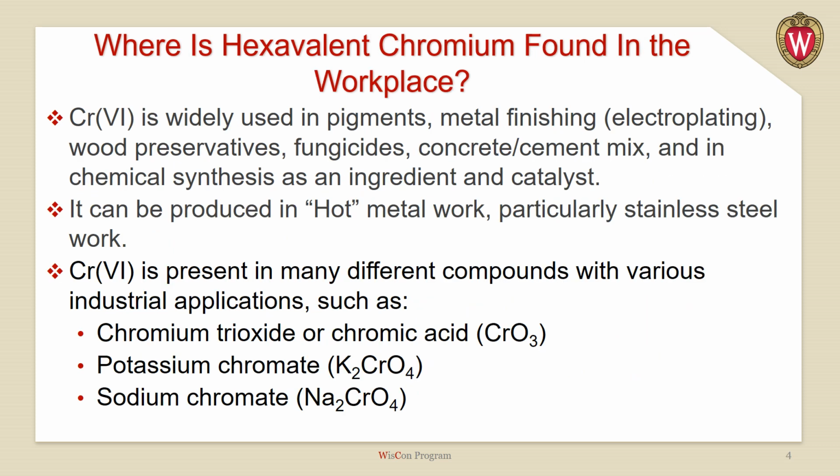Where is hexavalent chromium found in the workplace? Chromium-6 is widely used in pigments, metal finishing, electroplating, wood preservatives, fungicides, concrete, cement mix, and in chemical synthesis as an ingredient and catalyst. It can be produced in hot metal work, particularly stainless steel work. Chromium-6 is present in many different compounds with various industrial applications such as chromium trioxide or chromic acid, potassium chromate, sodium chromate.